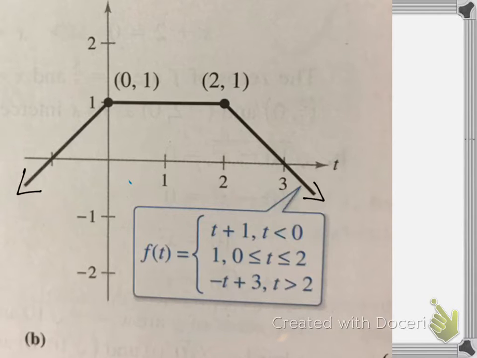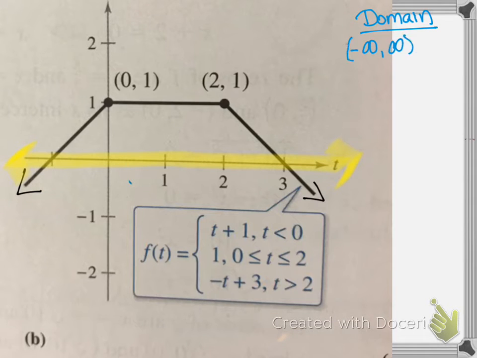So the first thing that I want us to look at is the domain of this function. Now remember, the arrows mean it keeps going forever. So what is the domain of this particular function? Negative infinity to positive infinity. Good. It's all reals. Negative infinity to positive infinity.